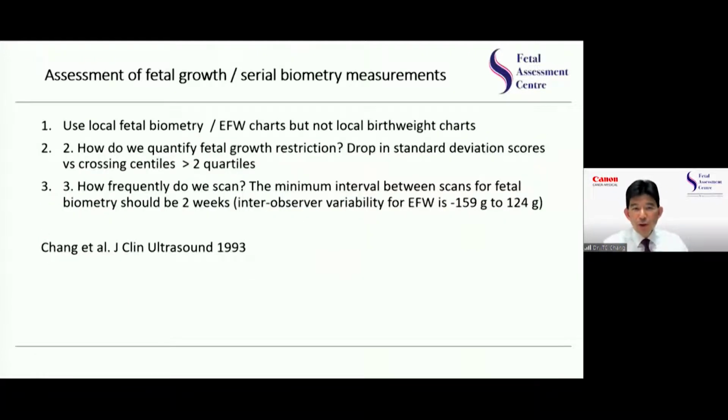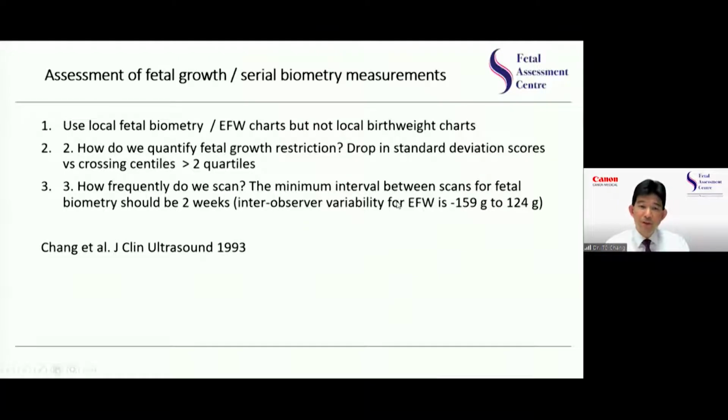I would now move on to the assessment of serial biometry. If you have time, if you have a fetus that does not need to be delivered, and you monitor the fetal growth over time, you can also, of course, quantify the fetal growth. I mentioned a little bit about the dropping in centiles and of more than 2 quartiles. That would be fetal growth restriction.